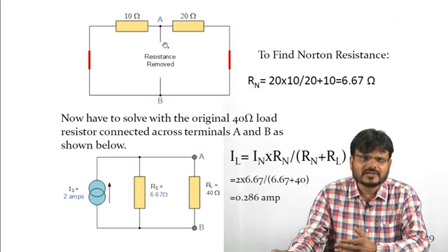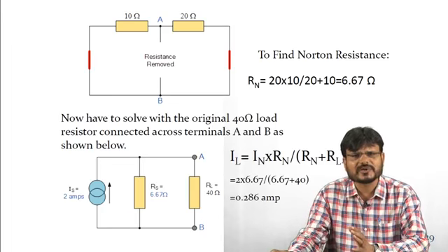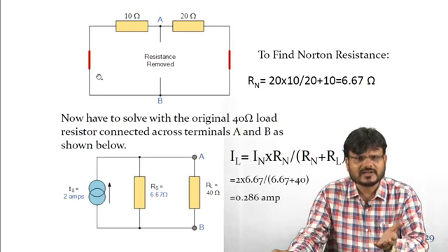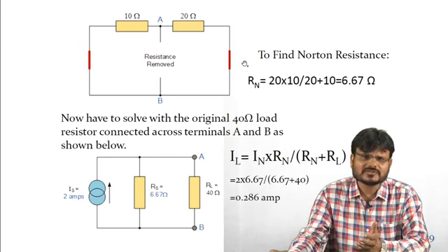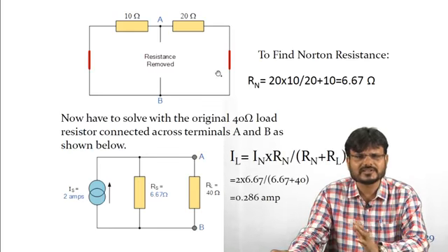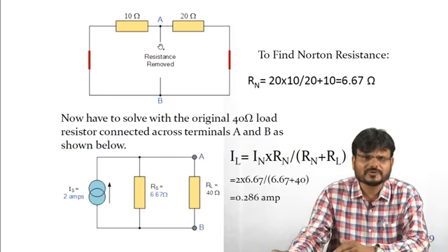It can be considered as you are looking from this terminal, while all independent energy sources are replaced by their internal resistance. So there were two independent energy sources. One was here, that is E1, a voltage source, so it is replaced by a short circuit, and another was again a voltage source, which is also replaced by a short circuit. So these two voltage sources are replaced by internal resistance. Now you have to find the equivalent resistance looking from terminal A and B.